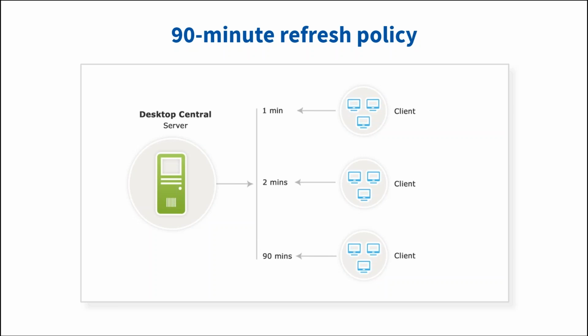Having these two things in mind, Desktop Central has this 90-minute refresh policy, with which it has the intelligence to slice down the number of computers communicating with the Desktop Central server per minute. With this, a given computer will communicate with your Desktop Central server once in every 90 minutes. This way, even a very large number of computers can be seamlessly managed using your Desktop Central server.